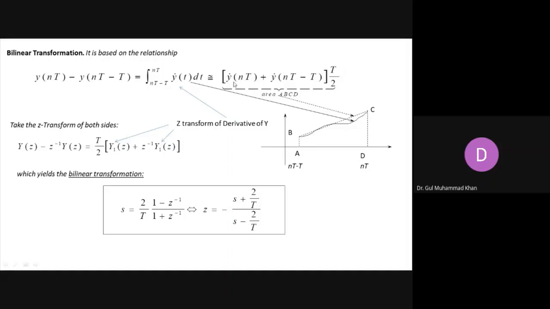And if we take the Z transform of the derivative of this and derivative of this, it comes out to be these expressions, right? The derivative y dash is actually dy by dt. And when you go for its transform form, it is going to be s into y. So y1 of z is actually s into y, and its equivalent z transformation, right? So after rearrangement, we end up with an expression like this: s is equal to 2 divided by t, times 1 minus z to the power minus 1 divided by 1 plus z to the power minus 1.